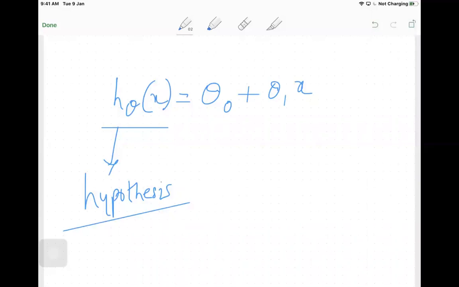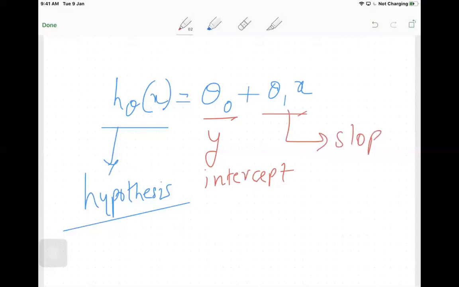And the hypothesis is nothing but theta 0 plus theta 1 x. So no need to worry about this particular equation. This theta 0 is nothing but the y-intercept, which is your c, and this theta 1 is nothing but your slope. That's all the difference and nothing else.